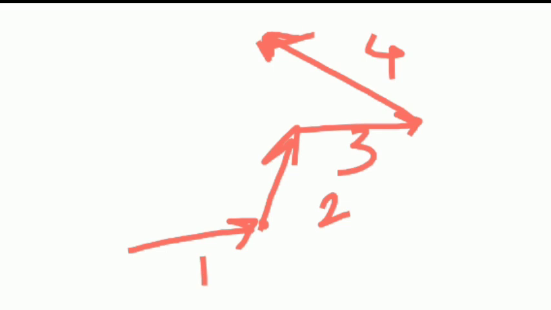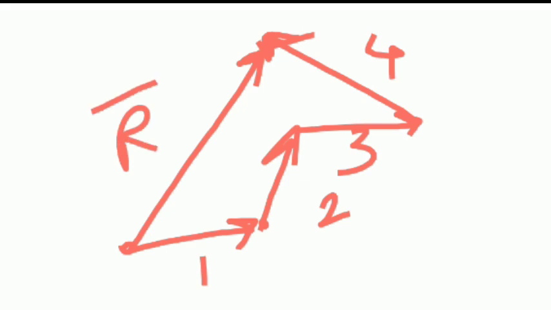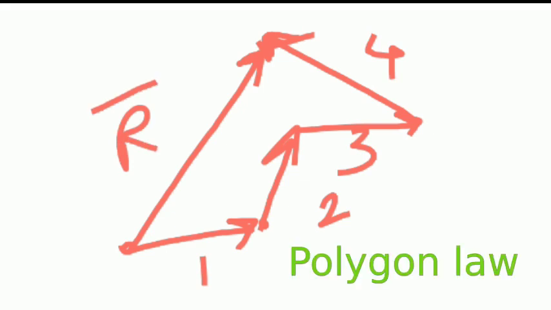This can be in any order, or we can have different vectors with different magnitudes. But remember, their dimensions should be the same. We will join the tail of the first vector to the head of the last vector. So this will be the resultant of these four vectors. We can call this the polygon law. This is just the triangle law for a larger number of vectors. Poly means more. So we will now see what the properties of vector addition are.